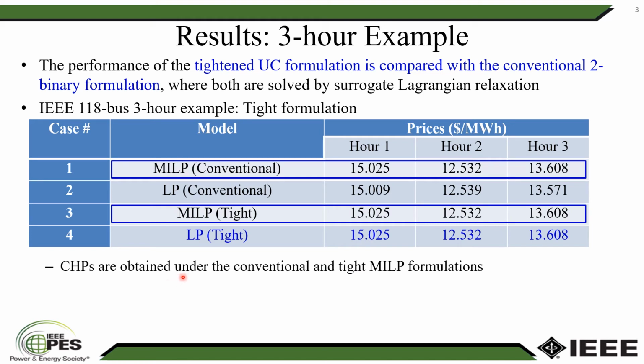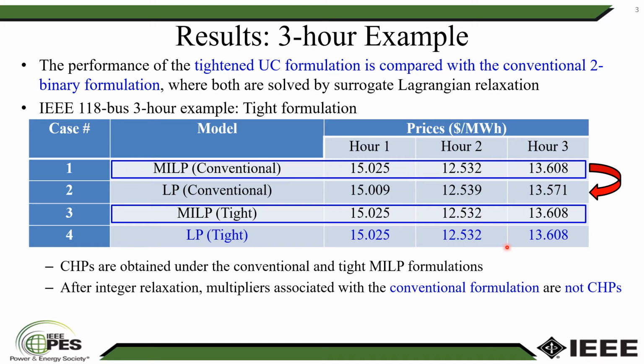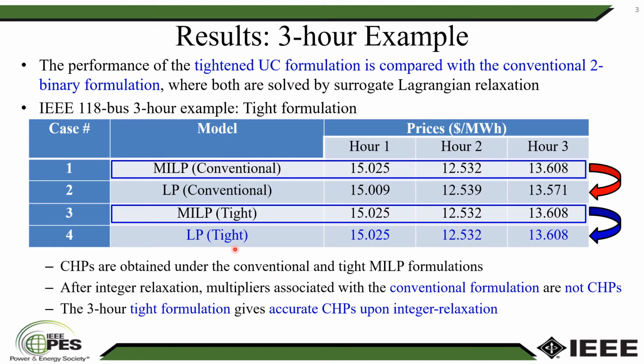Convex cell prices are obtained under conventional and tight MILP formulations. However, upon integer relaxation, the conventional formulation cannot give us convex cell prices as prices are not the same. But if the formulation is tight, upon integer relaxation, it gives us convex cell prices as both prices are still the same.